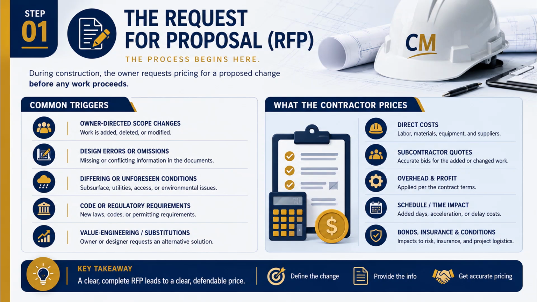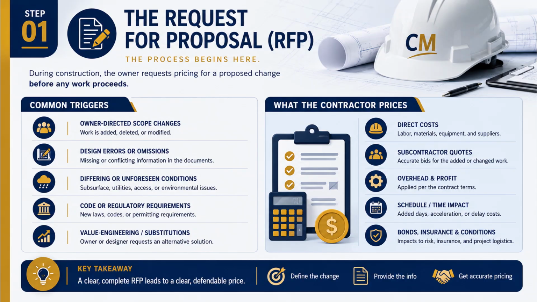Step 1. The request for proposal. The process begins here. During construction, the owner requests pricing for a proposed change before any work proceeds. That word "before" is going to come up over and over today, so let's set it now. The RFP comes before the work. The owner is saying, I'm thinking about making this change. Tell me what it'll cost and how much time it'll add, and then I'll decide. Nobody's swinging a hammer yet.